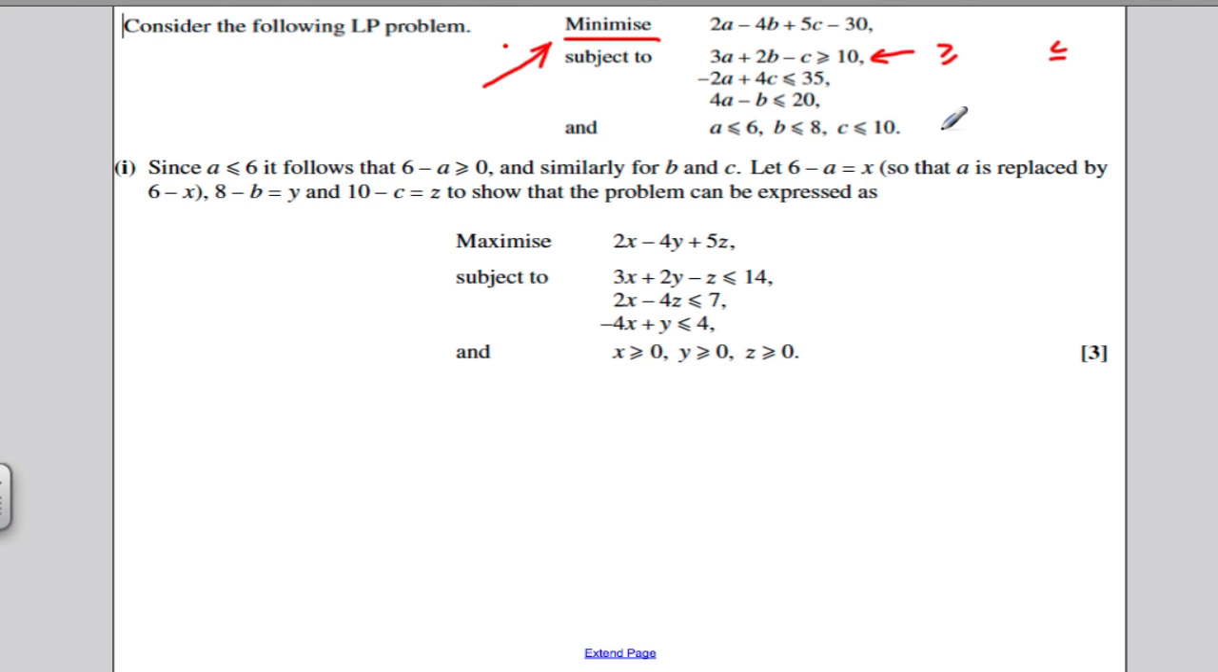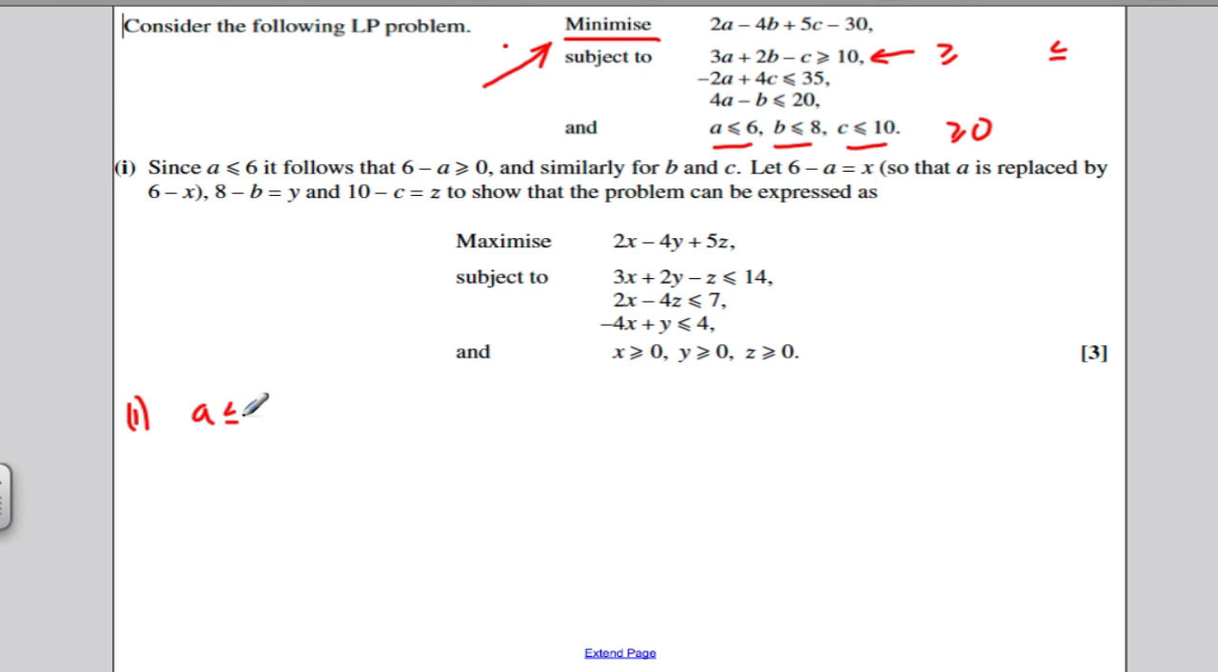And lastly, we need a non-negativity constraint for the variables, but here it just tells us that a, b and c are less than 6, 8 and 10 respectively. It doesn't tell us that they're bigger than or equal to 0, so we want a bigger than or equal to 0 final constraint. So part 1 of this question is effectively about transforming a non-standard linear programming problem to a standard one so we can use our normal simplex method.